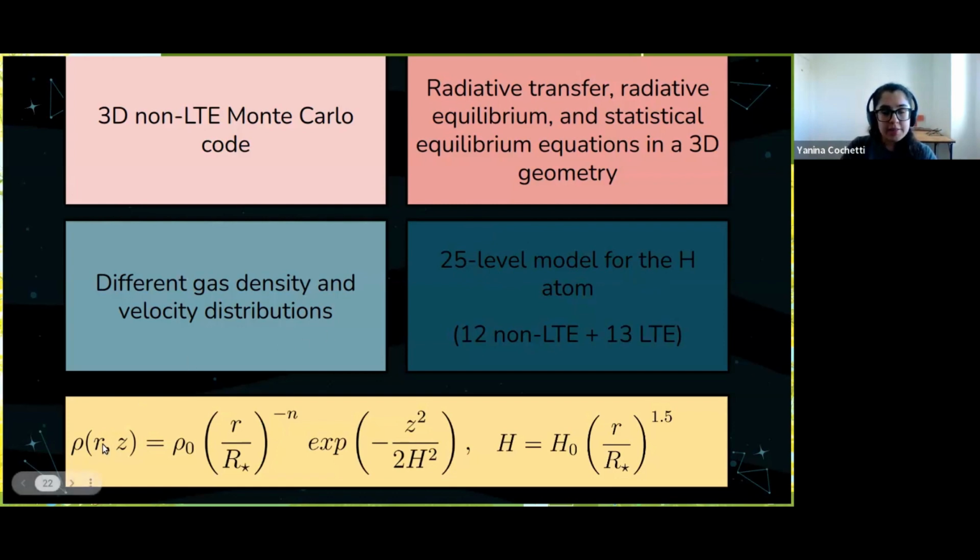And the density that we use follows this relationship. In the radial direction, it's a power law with a central density rho 0 and an exponent n. And in the vertical direction, it's a Gaussian with a scale height that corresponds to an isothermal vertical disk.